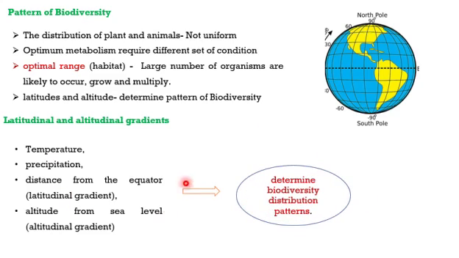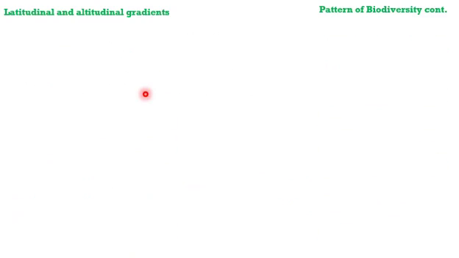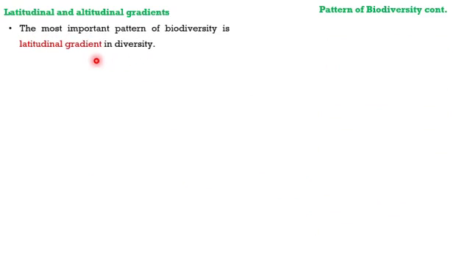So all this together determines the biodiversity distribution patterns. Let's see in detail. So as I told you, the pattern of biodiversity is determined by the latitude gradient. So the latitude gradient is the most important pattern of biodiversity, right?